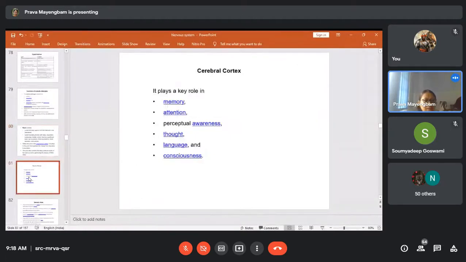Then comes the cerebral cortex. So what are the roles of the cerebral cortex? How the cerebral cortex is structured you have to study in anatomy. Here I am concerned with the function. The cerebral cortex plays a key role in memory, attention, awareness, perceptual awareness, thought, language, and consciousness. So the cerebral cortex is associated with all these functions. You remember this.